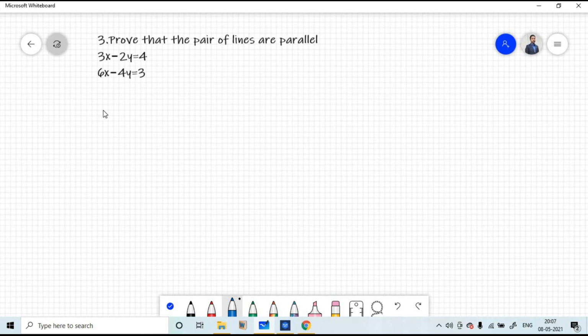Now in this question they have asked to prove that the pair of lines are parallel. The lines are given by two equations. The first equation is 3x minus 2y equals 4, and the second equation is 6x minus 4y equals 3. In the solution we will write down, given the pair of lines by equations 3x minus 2y equals 4 and 6x minus 4y equals 3.